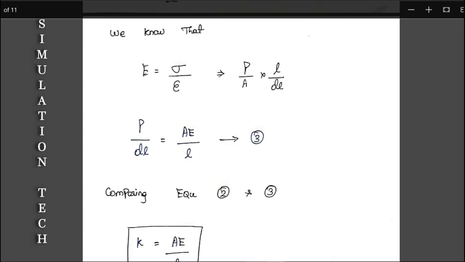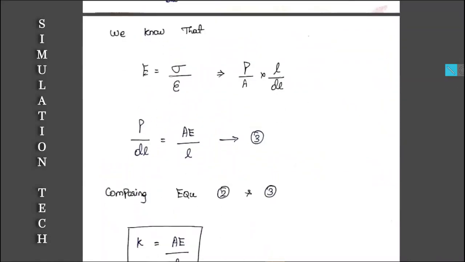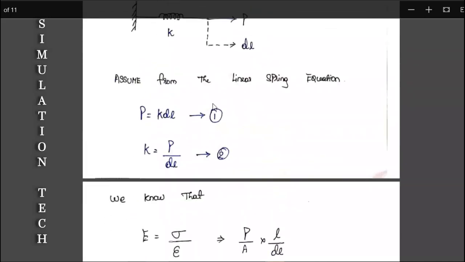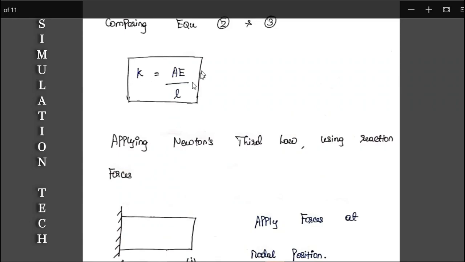Okay, so we have equations 1, 2 and 3. I can easily correlate these equations, right? Why? Because equation number 3 and equation number 2 both are P by DL. So I have P by DL here and here, so I can easily say K is equal to AE by L. By comparing equation number 2 and equation 3, K is equal to AE by L. I hope you understand how K is equal to AE by L came, by correlating equations 2 and 3, right?